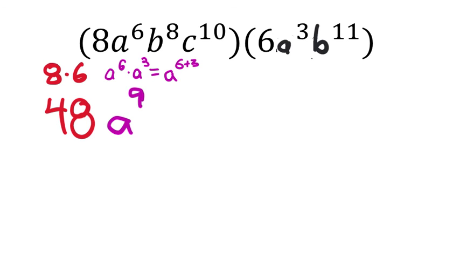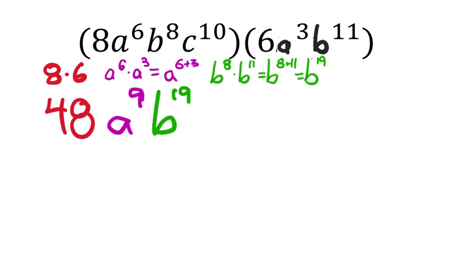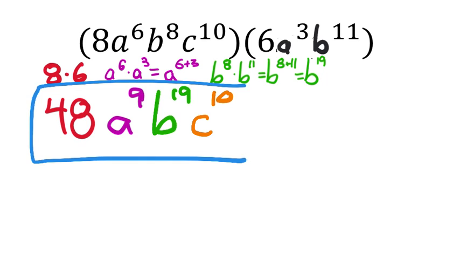Then we got some b's on that. So b to the power of 8 times b to the power of 11. So that'd be b to the power of 8 plus 11, some old exponent rules. So b to the power of 19 here. And then the c to the power of 10, there's no other c bases, so that just stays there. And this would be a simplified format there.